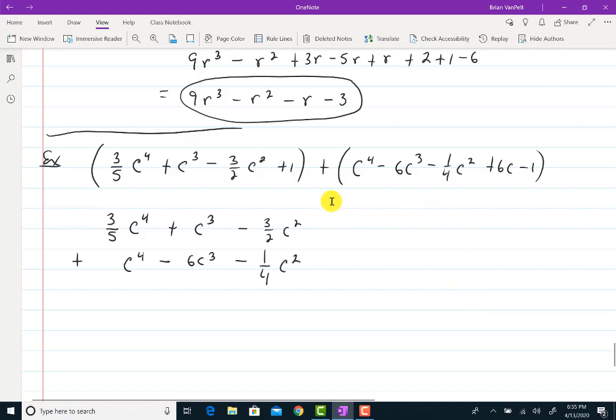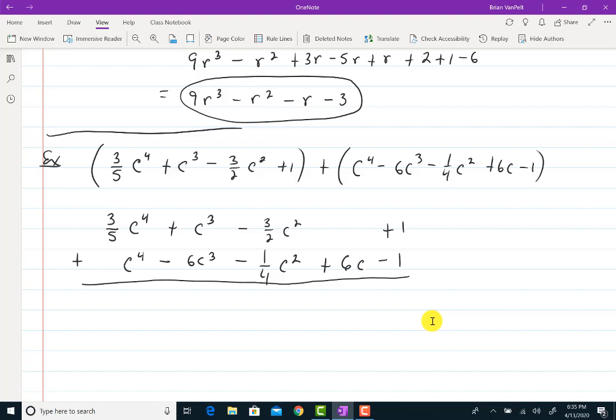And then I don't have a c term, but I have a c term here. So I'll leave a gap. Let me put a plus 6c here. And then I have a plus 1 in the first polynomial and a minus 1 in the second polynomial. So let me go ahead and add up all of these things. 1 minus 1 is 0, they cancel. 6c will remain, of course.